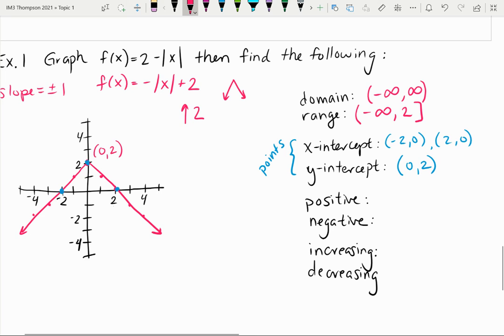The interval where the graph is positive. That's where the graph is above the x-axis. So above the x-axis is going to be this portion here. So what interval is that? If I smash that back on the x-axis, that's from -2 to 2. Now, the graph is not positive at this point. It's neutral because it's not above the x-axis. So I go from -2 with a round bracket to +2 with a round bracket.